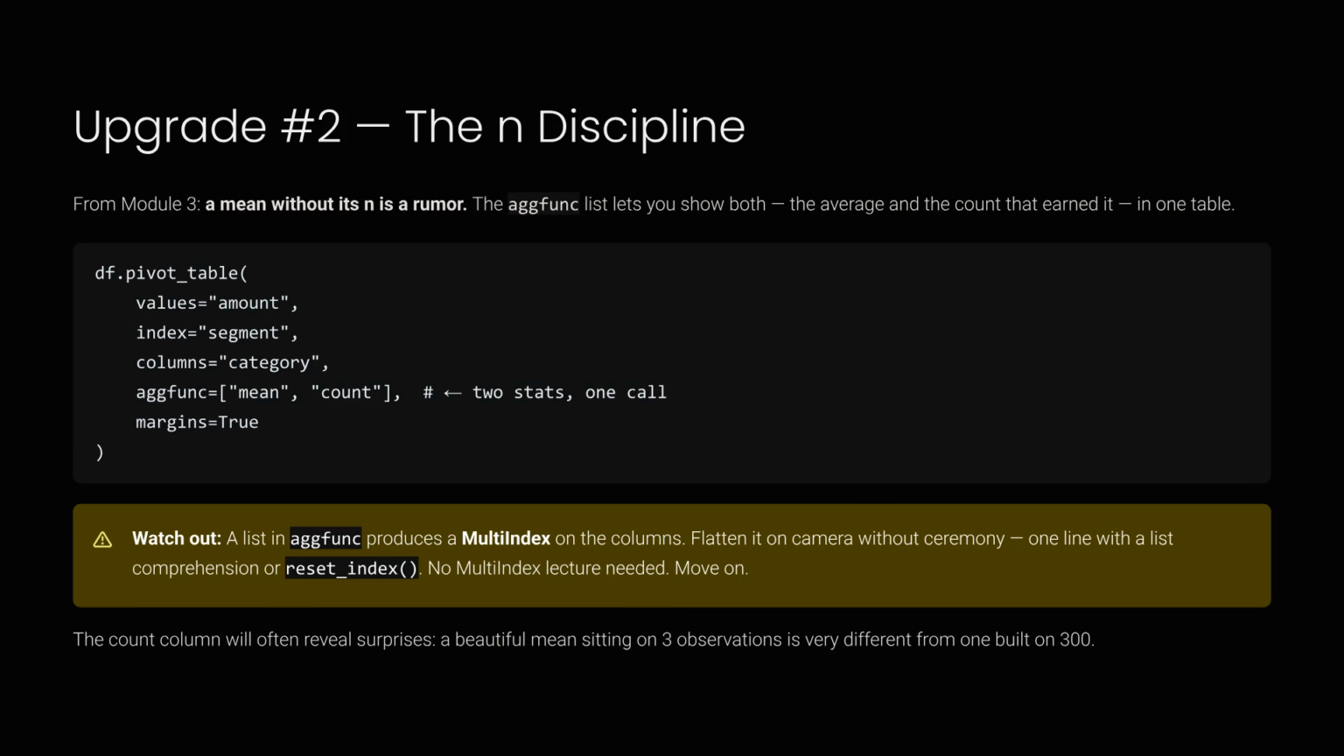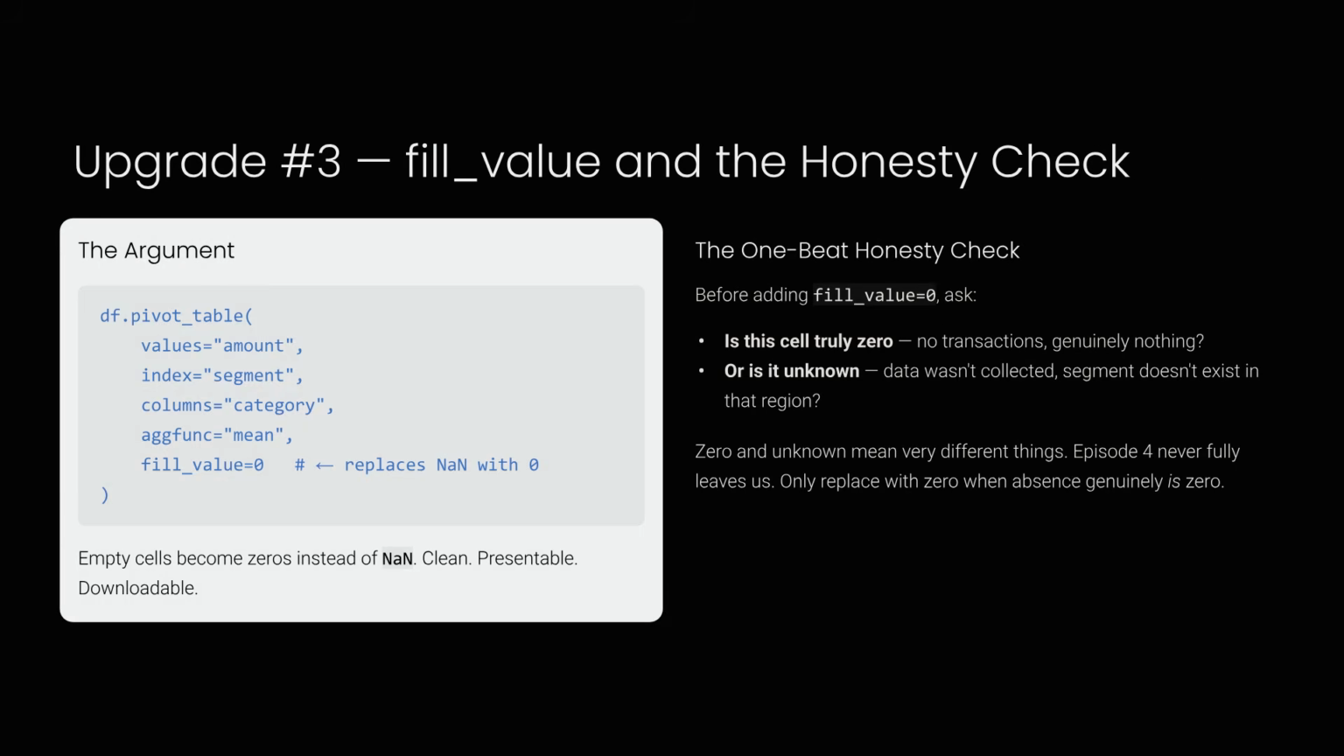Finally, remember that a mean without a count can be misleading. You can include multiple stats in your pivot table, helping you verify that your averages are based on meaningful sample sizes. When building your pivot table, you can use fill value to replace missing data with zeros. Perform this honesty check first. Only use 0 if the absence of data truly represents a 0 value, rather than an unknown or uncollected segment.